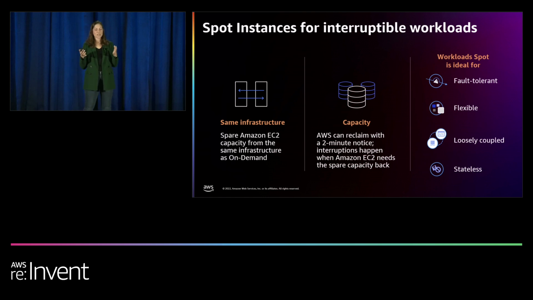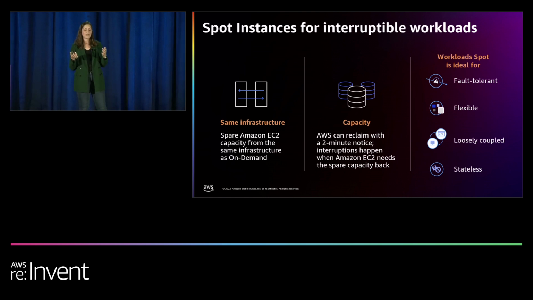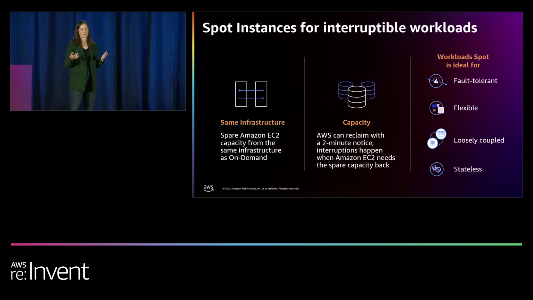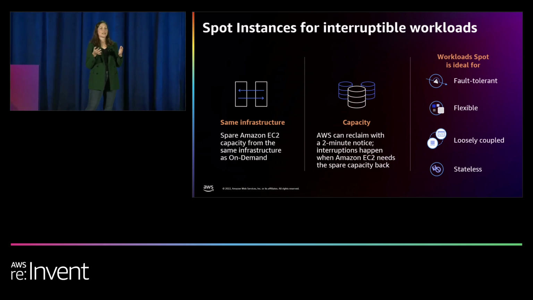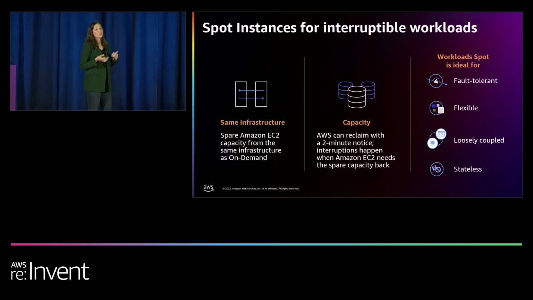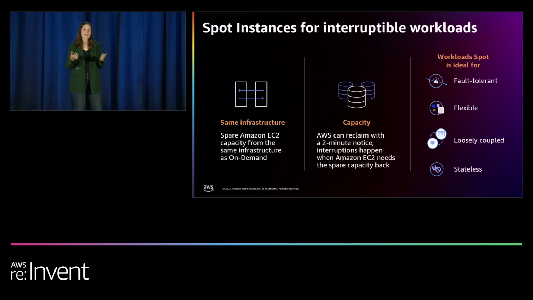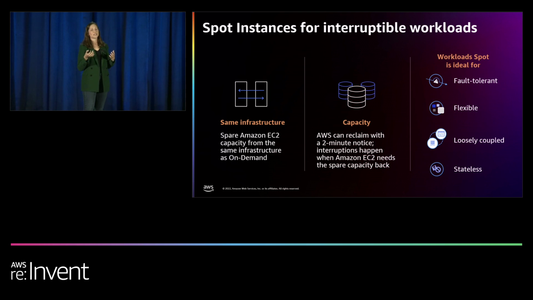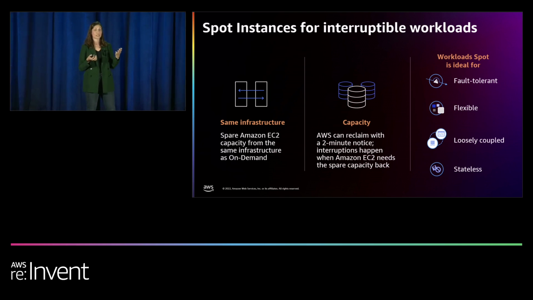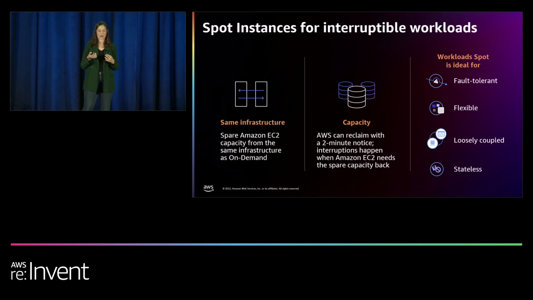A Spot instance can be reclaimed by AWS if it needs the capacity back for on-demand. So for your application, it means two things. One, your application needs to be tolerant to that instance replacement. And two, your application needs to be flexible on the compute options, so that if you're using one instance type, you can move to another one.